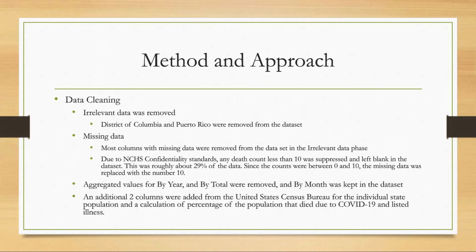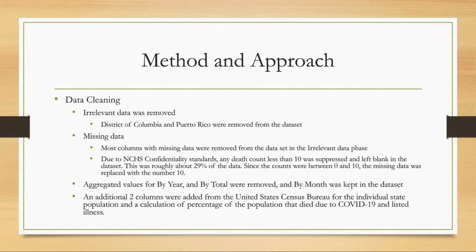We also removed the aggregate values by year and by total, and we kept by month. Obviously, some of this is a little bit redundant, right? If you have the total by month, you can calculate the total by year if you want it. Same thing with the grand total. If you have each month, you can calculate the grand total as well. We chose to remove the by year and by total. And on the next slide, when we get there in a second, I will explain why we removed those.